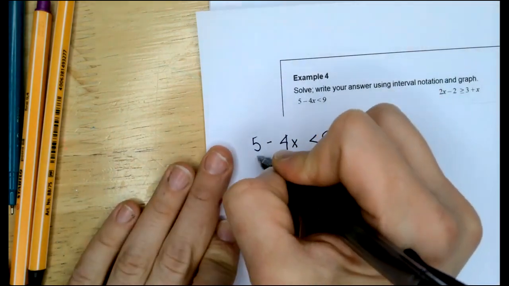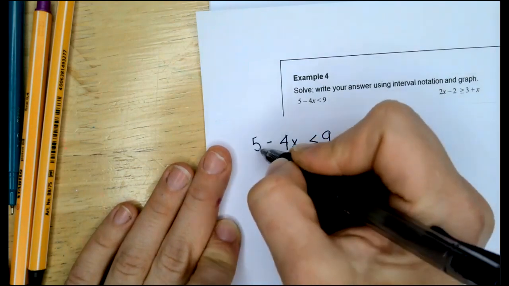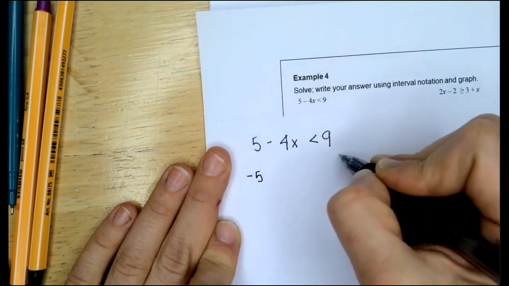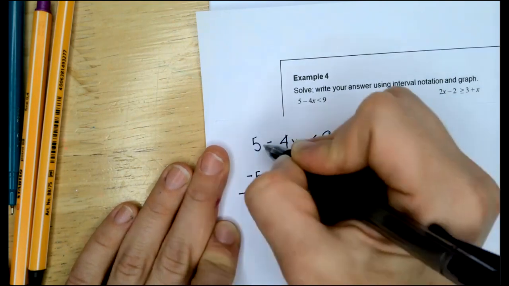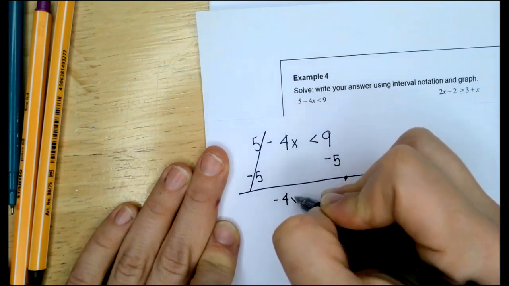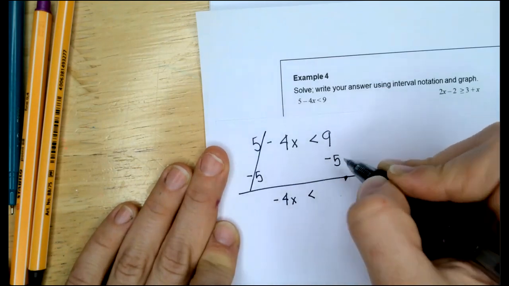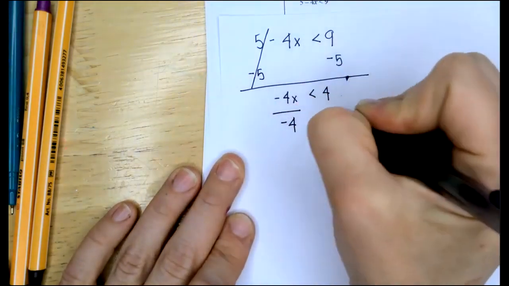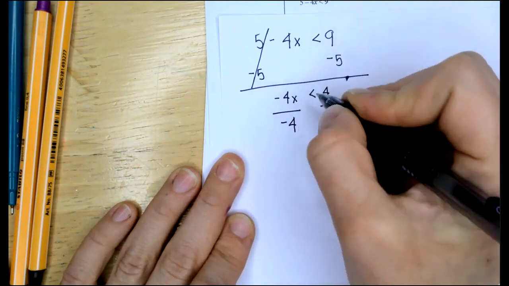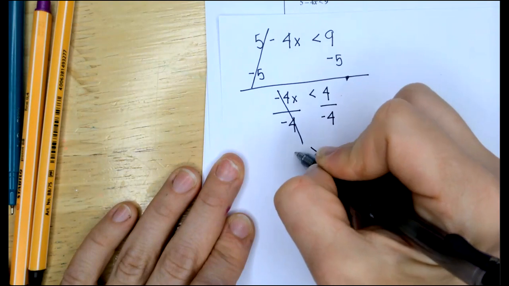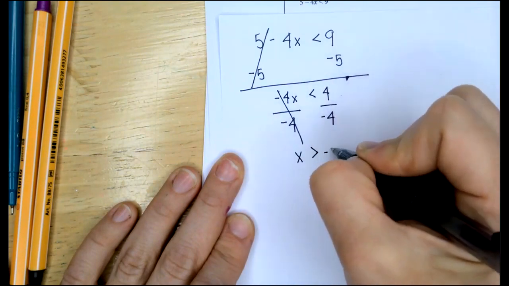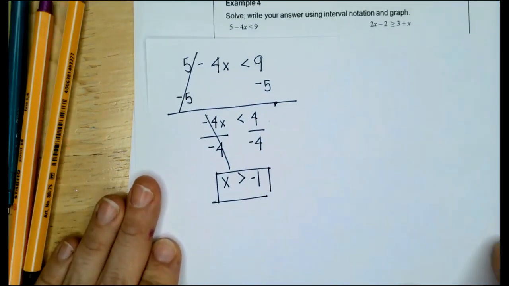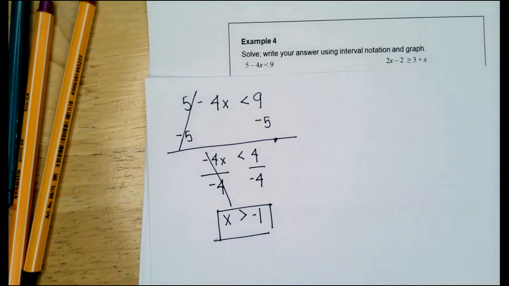we're just going to solve for x. So x is being multiplied by a -4, and then it's being combined with a +5. So I'm just going to move the 5. It's a +5, so I'm going to subtract 5 from both sides. -4x is less than 9 minus 5 is 4. I'm going to divide by a -4 to get x alone. And because I divided by the -4, I have to flip the sign. X is greater than 4 divided by -4 is a -1. Okay, so my answer is x is greater than -1.